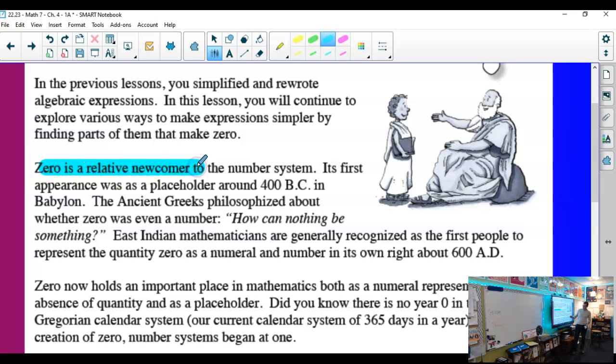Zero's a newcomer. Zero didn't exist? Zero didn't exist until 400 BC. Literally, before then, what would we use zero for? You don't count with it. If I'm counting students, I go 1, 2, I don't start at 0. Zero's nothing. So guys, zero didn't exist until about 2,500 years ago, which is kind of recent if you think about how long humans have been around.